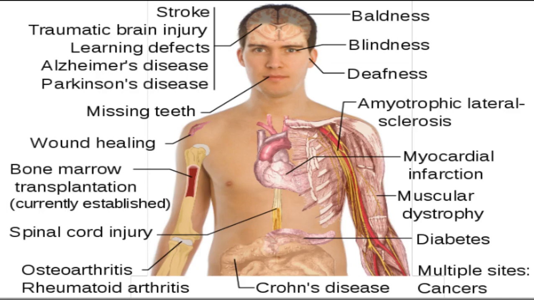This has already been done clinically. So you take stem cells, you differentiate them to become beta cells. Those are the cells that make insulin. In type 1 diabetes, those cells are dead. So the individual cannot make their own insulin and they need to take insulin injections every day.